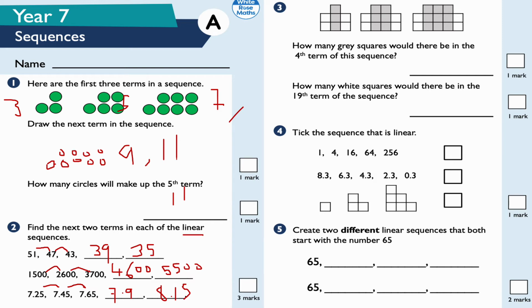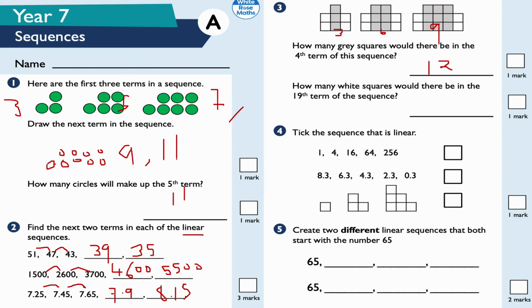This is question number 3, guys. How many grey squares would there be in the 4th term of the sequence? Well, if you look at the grey square, I've got 3 there, I've got 6, I've got 9, so it's going up in 3s. So the next one will be 9 plus 3, which is 12.